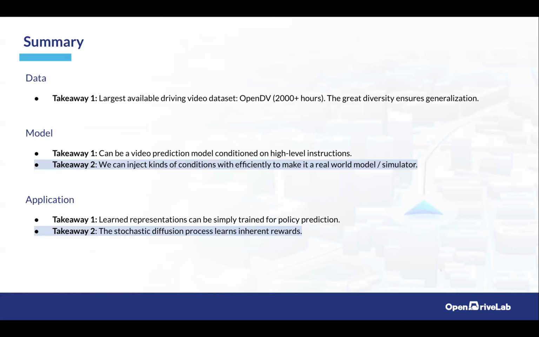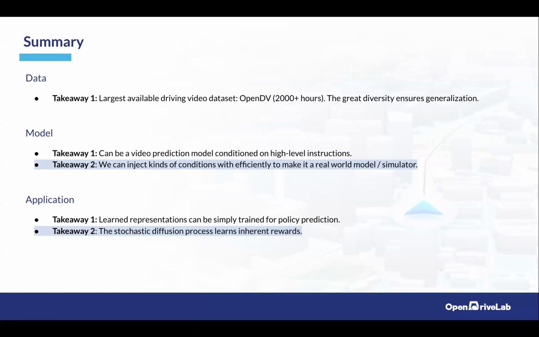So this is a summary about our Vista program. We can inject all kinds of conditions very efficiently to make it a real world model, compared to the GenAD project. And for the application of our stochastic diffusion process, we can learn some uncertainty and transfer it into an inherent reward to help some model-based RL functions.